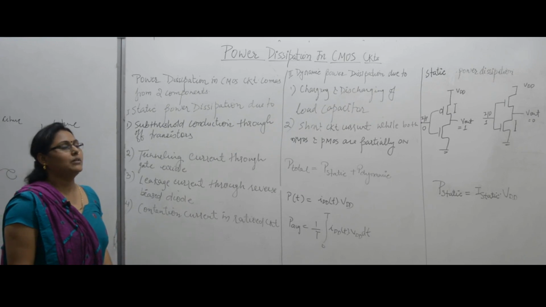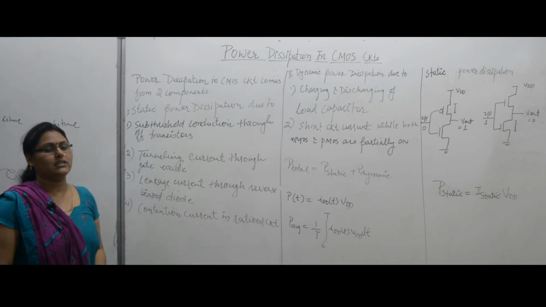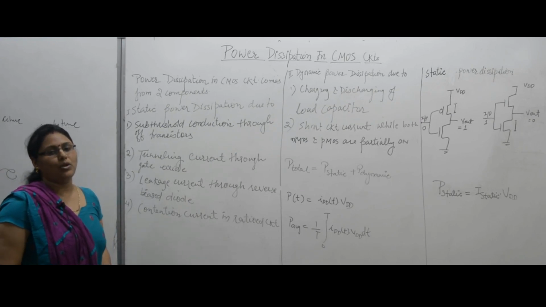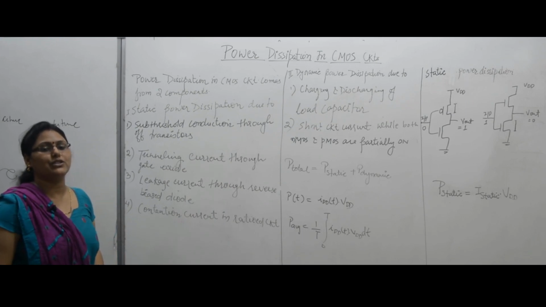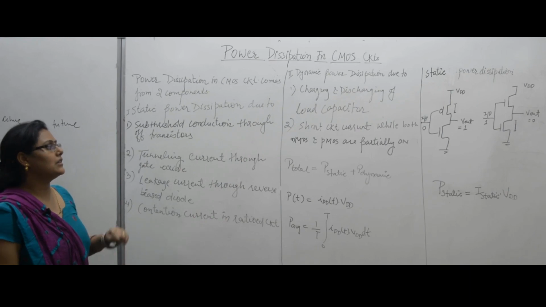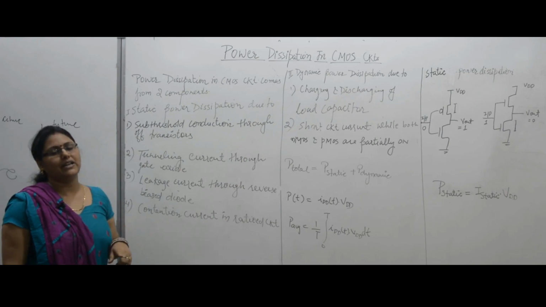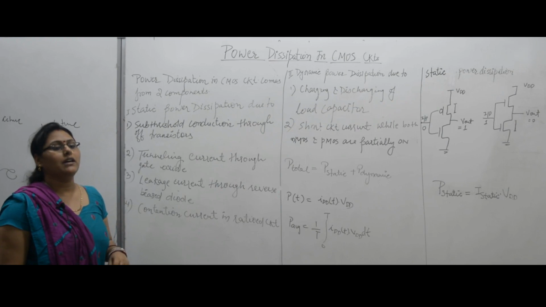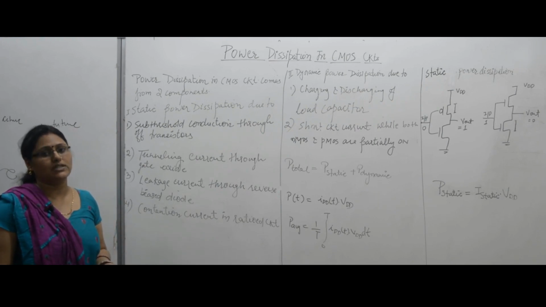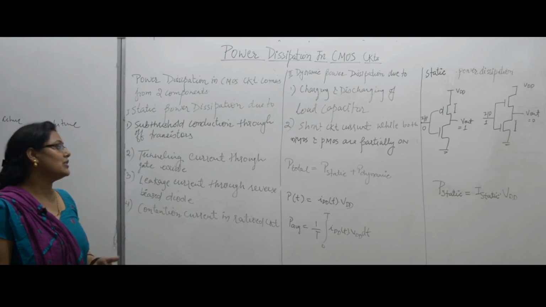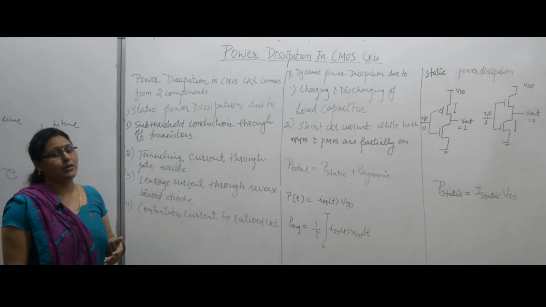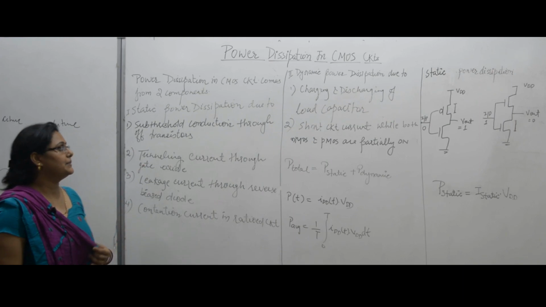Today we will discuss the power dissipation in CMOS circuits. Static CMOS circuits were very power efficient because they dissipate nearly zero power. Earlier, power dissipation was a secondary design constraint, but since the number of transistors and the clock frequency have increased, power dissipation has become the primary design constraint.